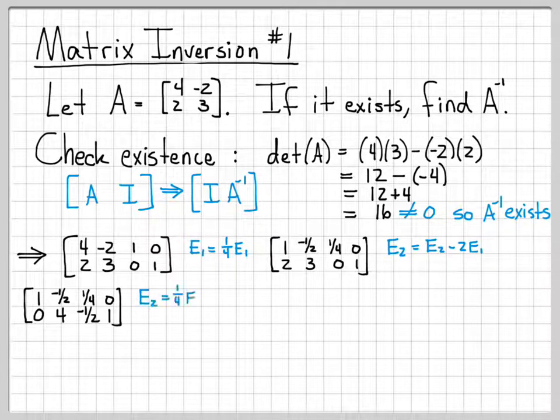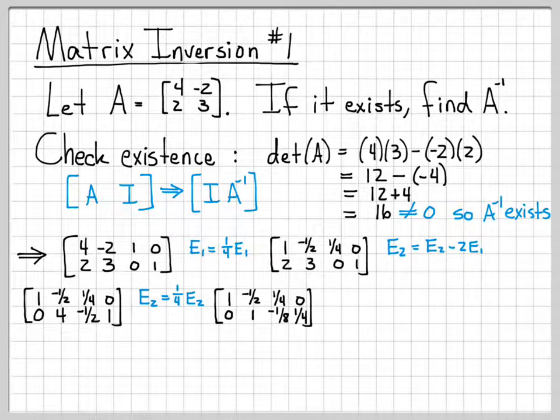Now let's multiply equation 2 by 1/4. Let's get a 1 right there. So equation 1 remains unchanged again. Equation 2, we multiply everything by 1/4. So 0 over 4 is 0. 4 over 4 is 1. A -1/2 times a fourth is -1/8. And 1 over 4 is a fourth.